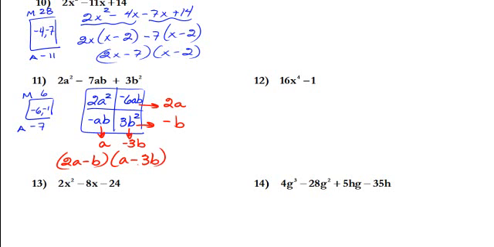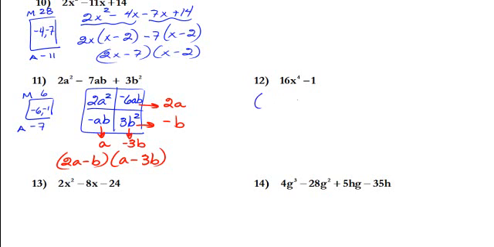Cool. All right, last problem we're doing together is problem 12. No greatest common factors. I have 2 terms. I need to decide if it is a difference or a sum. It's a difference, and this is a quadratic because it could be 4x squared times 4x squared. Okay, so this is a difference of perfect squares.